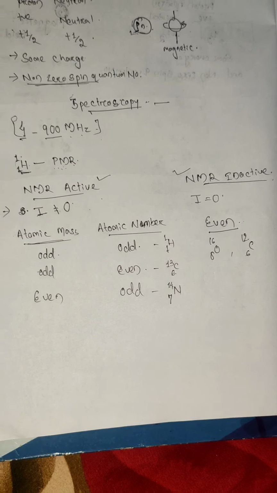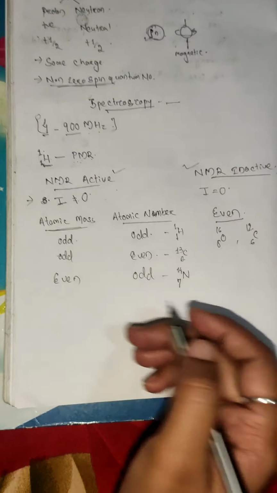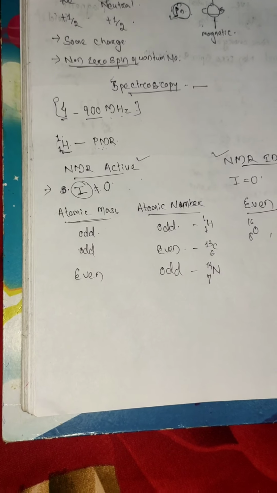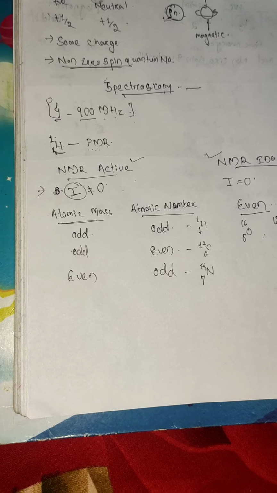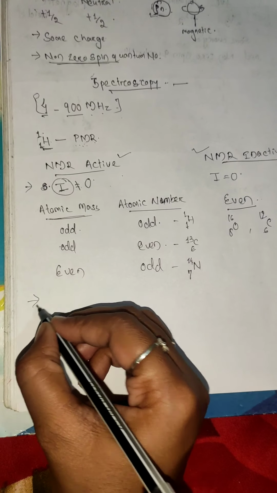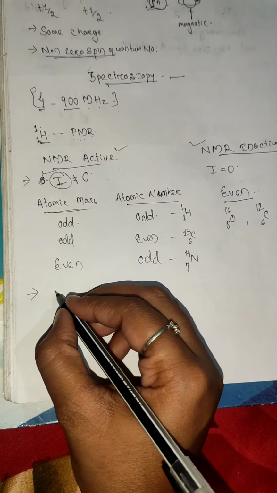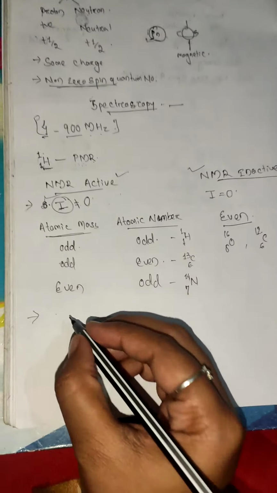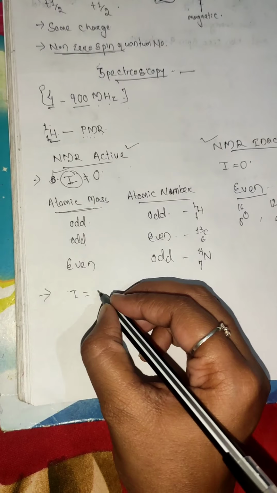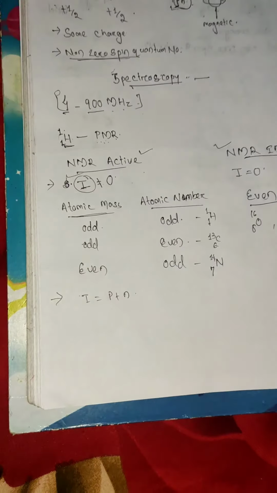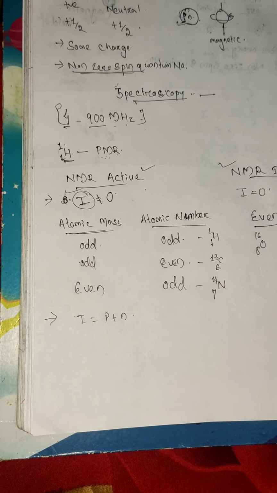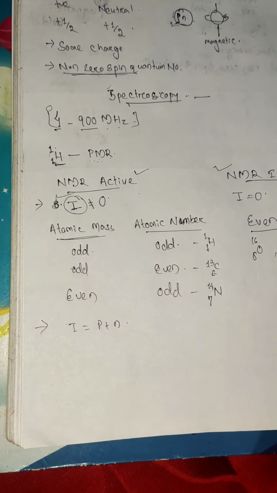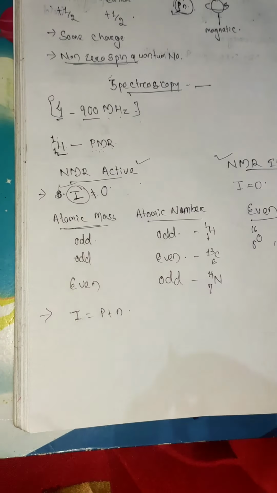So how can we calculate the spin quantum number, that means the value of I? There is an easy process to calculate the spin quantum number. As we decided, the nucleus contains proton and neutron, so I is equal to P plus N: the spin quantum number of proton plus the spin quantum number of neutron. Then we calculate the value of I.